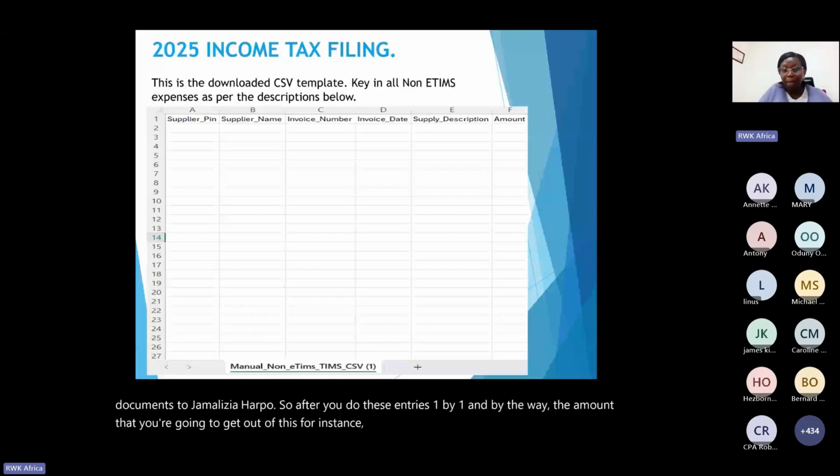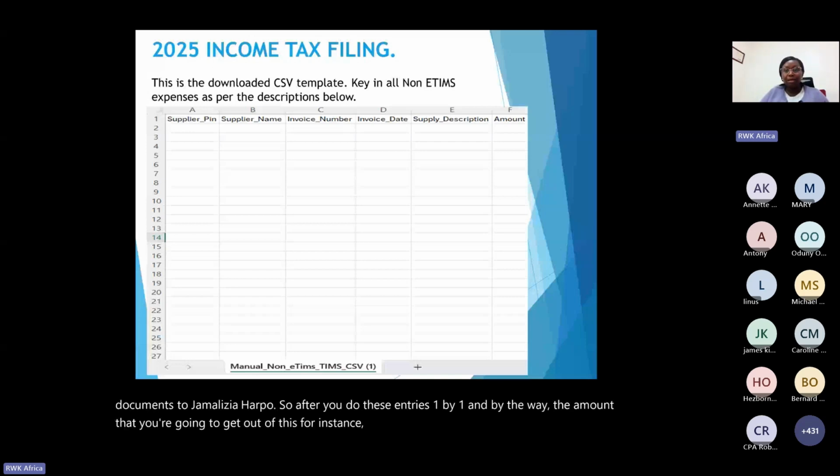Remember, KRA stated that after we do this, they are going to recheck this data. They are going to upload these files and check the supporting documents that you have provided. So they are going to do a return review of this information. So make sure that you also do it properly.